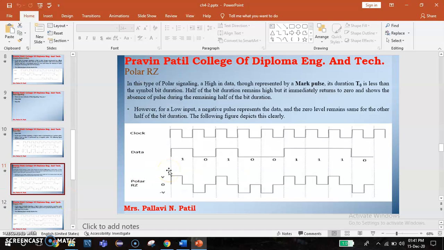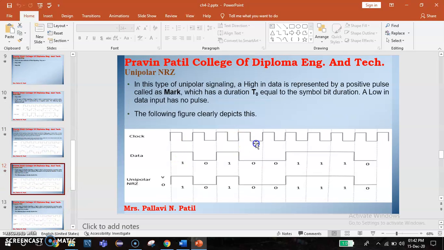The next is polar RZ. In this type of polar signaling, high data is represented by a mark pulse. The duration T0 is less than the symbol bit duration. Half of the bit duration remains high, but it immediately returns to zero and shows the absence of pulse during the remaining half of the bit duration. However, low input is represented by a negative pulse, and the zero level remains for the other half of the duration. This is the diagram of polar RZ, return to zero.